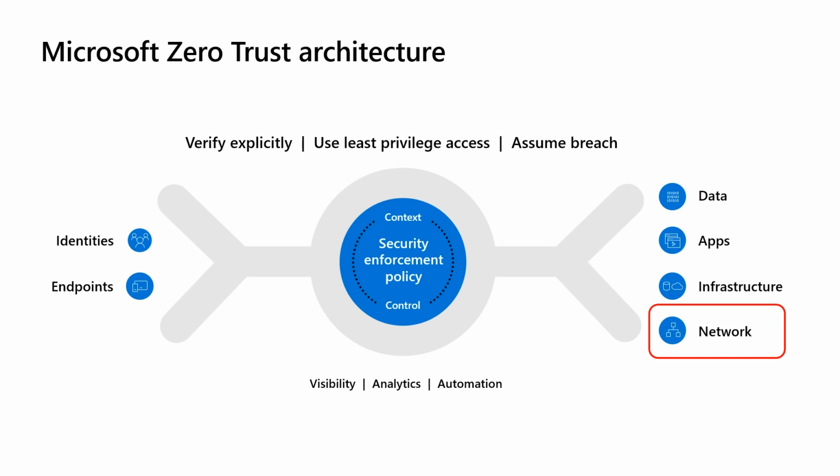There is identity, there is endpoints, and then there is data that the customers store, the apps that use the data, the infrastructure that runs the app, and the network. For today's conversation, we will focus on the network. So, network is kind of the center that glues everything together. And it's also typically what is operationally the most challenging for customers.